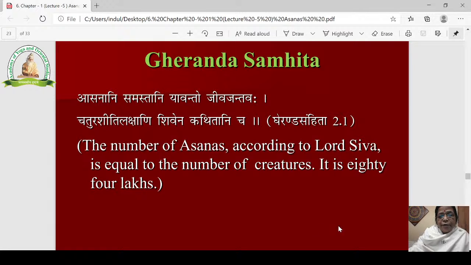That means the number of asanas according to Lord Shiva. Lord Shiva is the founder of Hatha Yoga, he is the custodian of Hatha Yoga. Therefore, Lord Shiva is considered the final authority of Hatha Yoga, and according to Lord Shiva, the number of asanas is equal to the number of creatures. And what is the number of creatures? It is 84 lakhs.